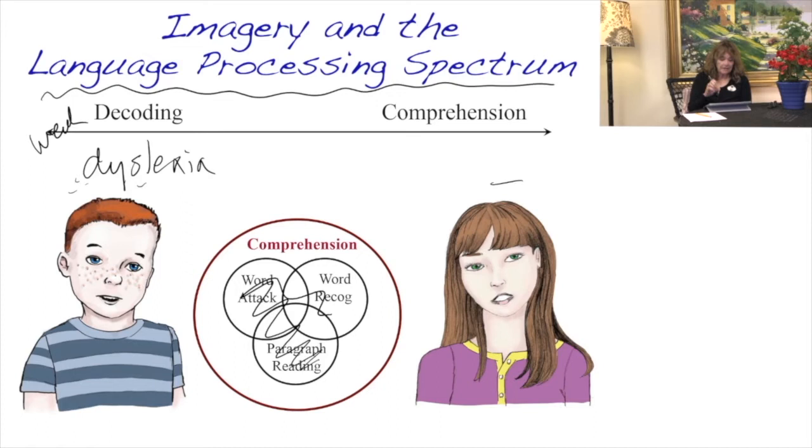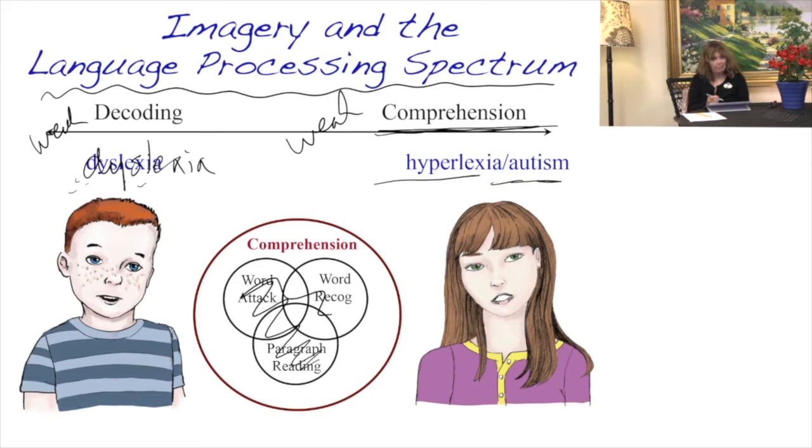We can also see that on this side of the language processing spectrum, you can have just plain weak comprehension with no label at all, just difficulty comprehending what you read or what you hear, or it can be severe enough that you can be labeled hyperlexic, or hyperlexia, or autism. Hyperlexia, if you're not familiar with the term, simply means that you can decode better than you can comprehend.